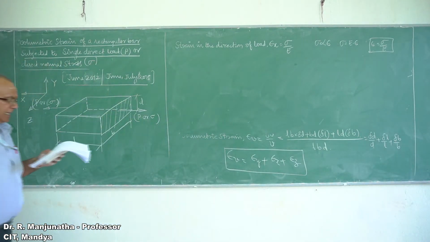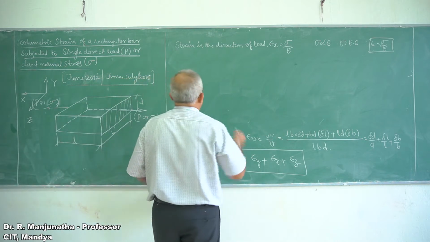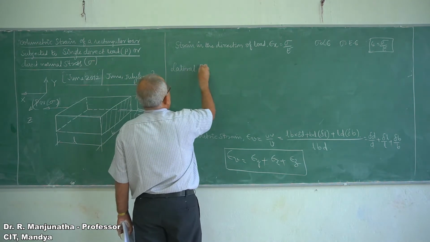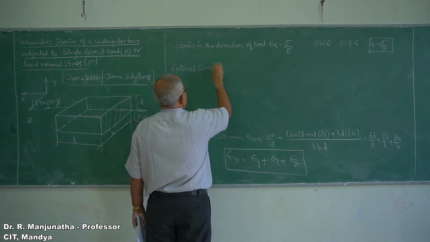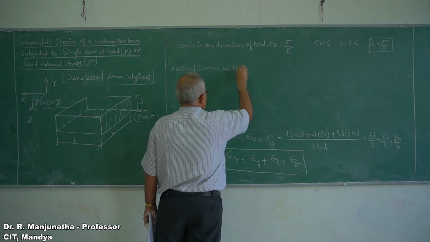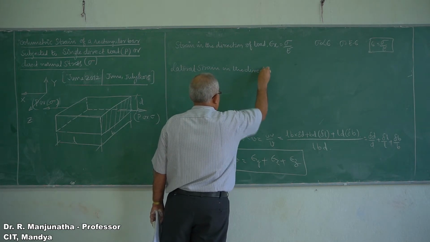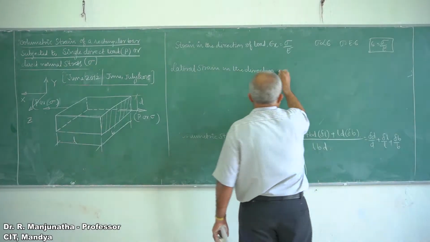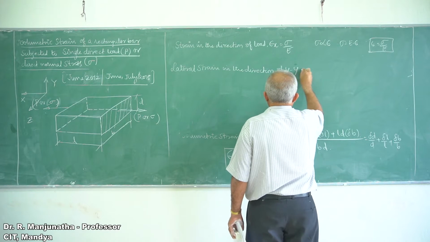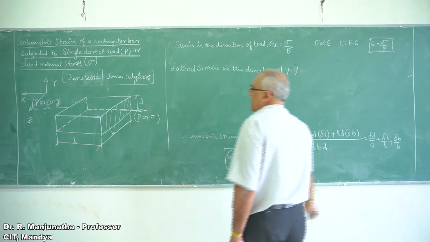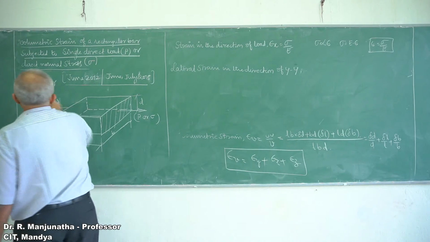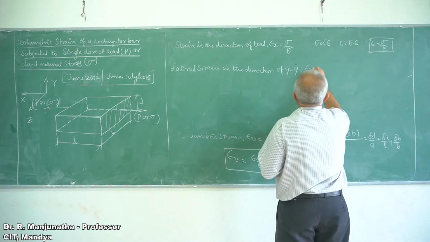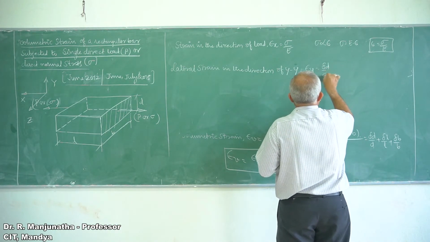Next, the lateral strain in the direction of y. Which is the direction of y? It is delta D. So this is the direction. So delta D, that is epsilon y, is given by delta D by D.